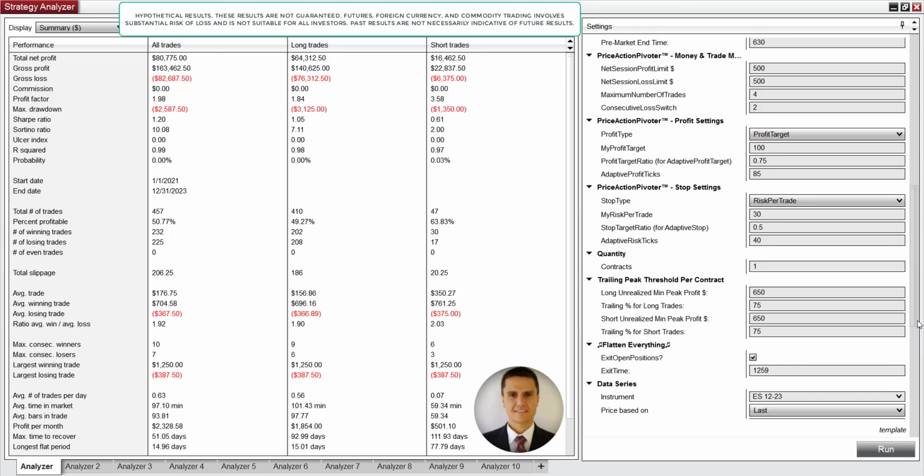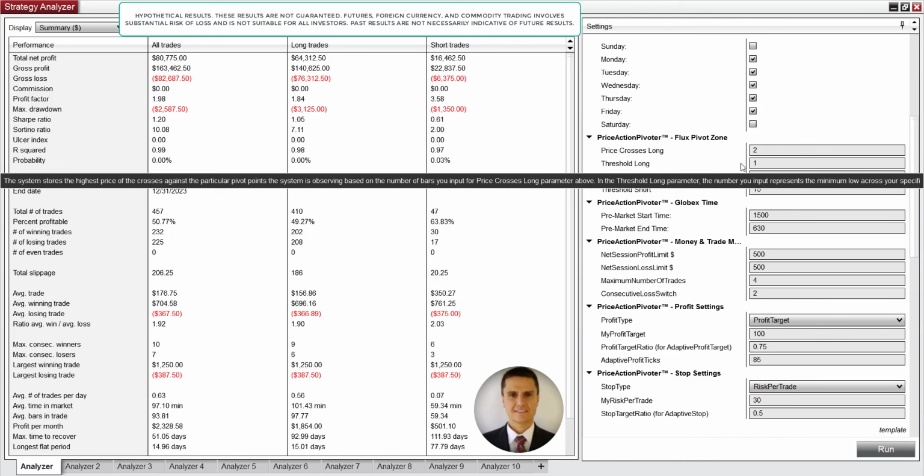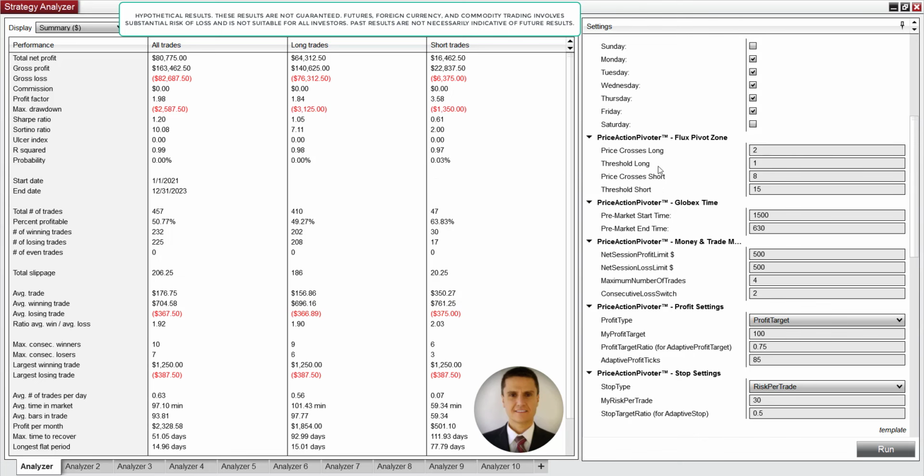So on the long side, you'll note that the price cross long, for example, is set to 2 and the threshold long is set to 1. That's for the long trades. But for the short trades, I have it set to 8 on the price cross short, and on the threshold, I have it set to 15. So in this video, I'm going to discuss what that means.